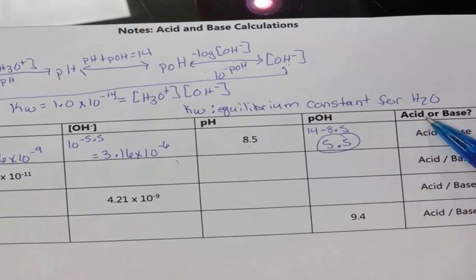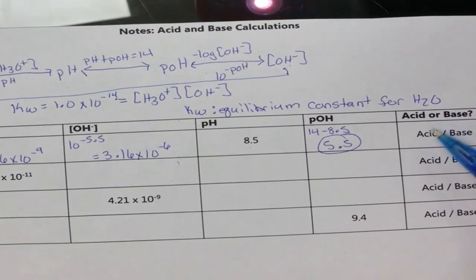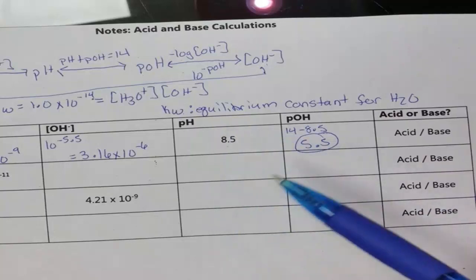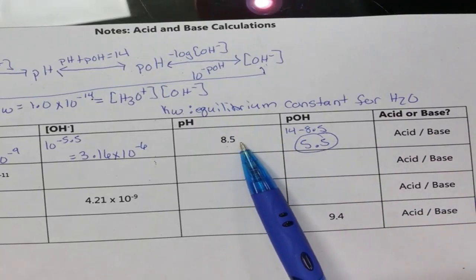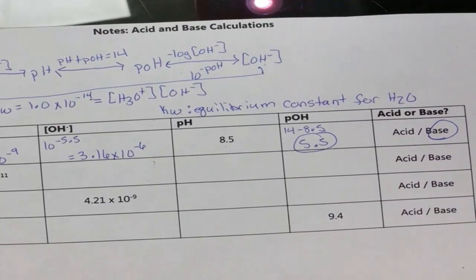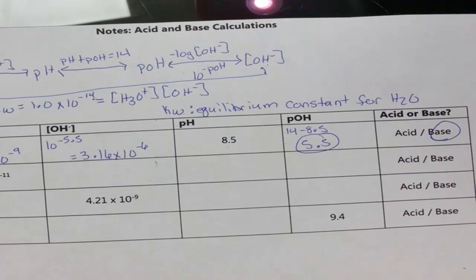Now, is this an acid or a base? Acidity, or pH, is defined by the concentration of hydronium ions. This is the value that we use. A pH larger than 7 is a base.